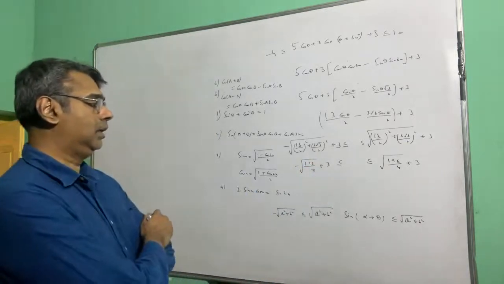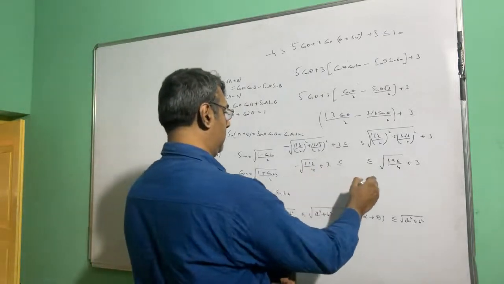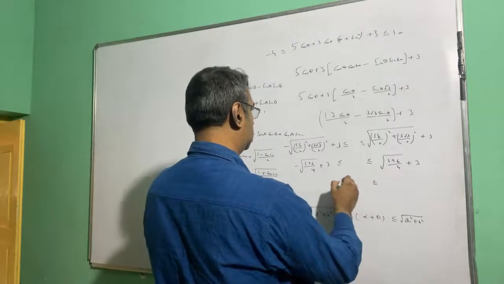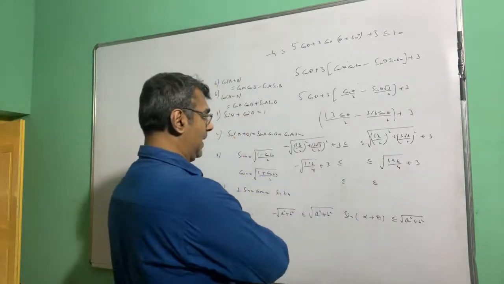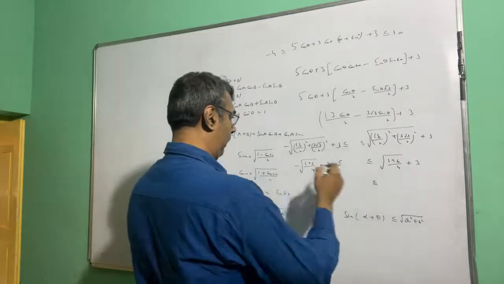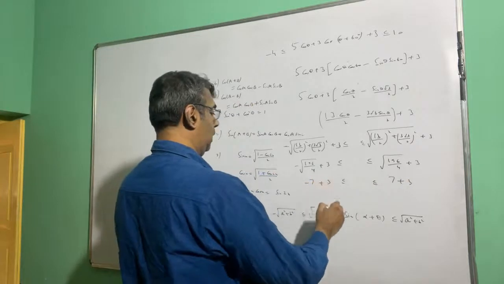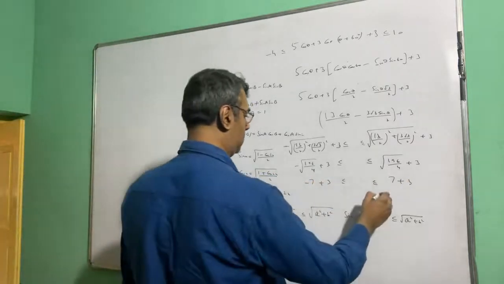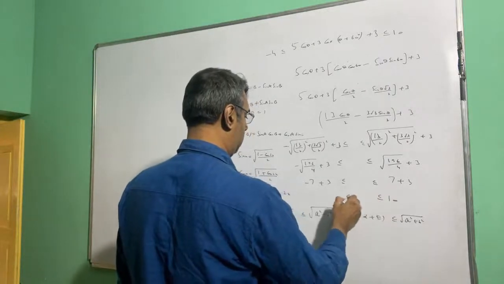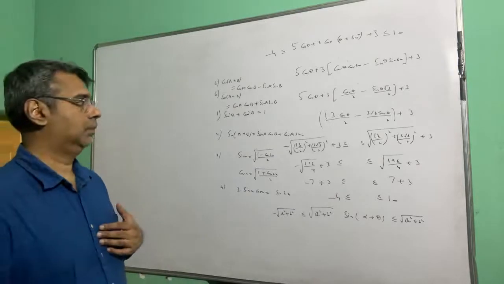So root over 196 by 4 plus 3 minus root over 196 by 4 plus 3. So this is root 7 plus 3, this is 7 plus 3, this is minus 7 plus 3. So the maximum value will be 10 and minimum value will be minus 4. So this is the way to do this sum, right?